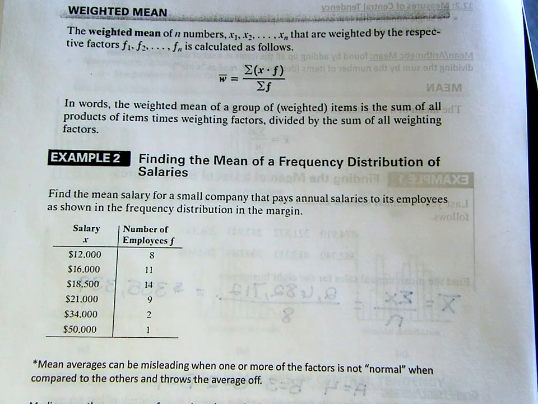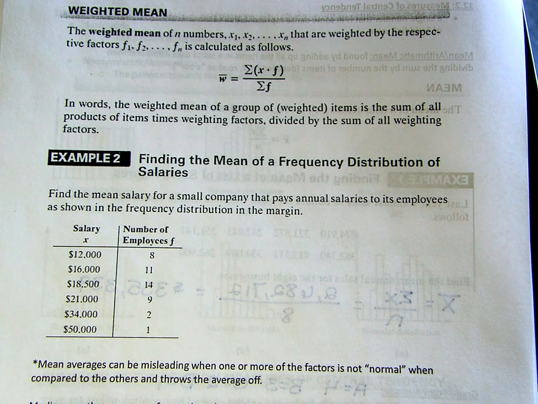In words, it says the weighted mean of a group of weighted items is the sum of all the products of the items and weighting factors, divided by the sum of all the weighting factors. I think that's way more confusing, to be quite honest, which is why I like doing the example first and then telling you it's the exact same thing. Grade point average is just a specific form of weighted mean.